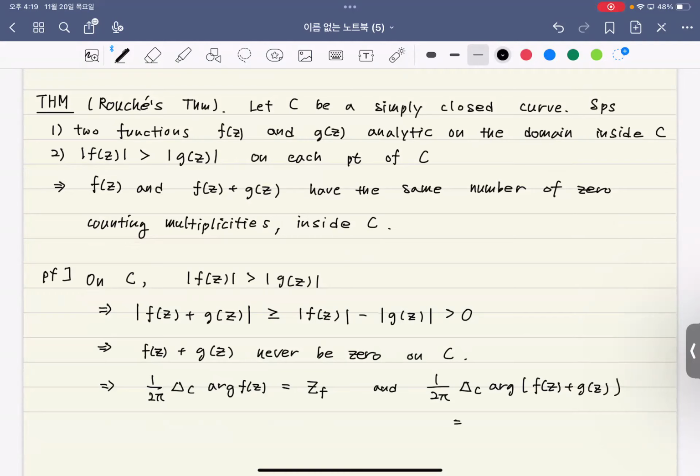And so these two winding numbers are the same as the number of zeros of f and the number of zeros of f plus g, right? Why? Because this is bigger than 0, which implies that this function never equals 0 on the curve. So therefore we have this equality. And since this never equals 0, it gives us this equality. Okay.